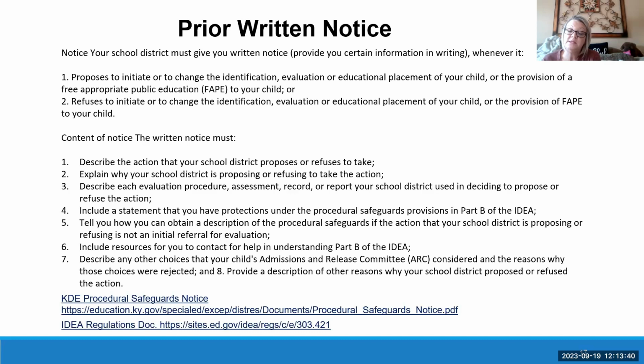How is prior written notice to be written? All written correspondence from the school must be in a form that the general public can understand. For example, it must be written in the native language of the parent, if the parent does not read English, or in the mode of communication that the parent normally uses, such as Braille or large print, unless it is clearly not feasible to do so.